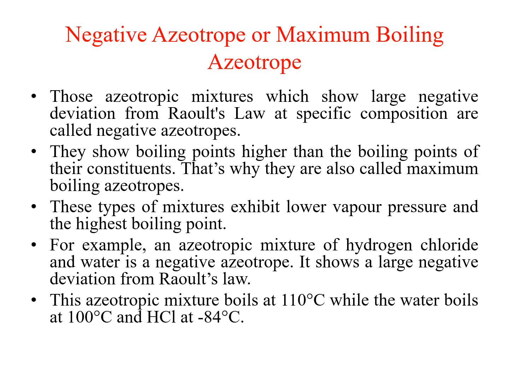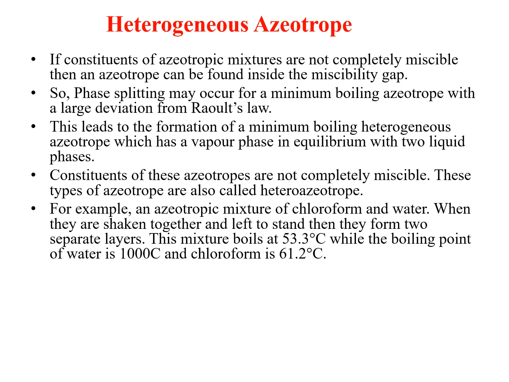For example, an azeotropic mixture of hydrogen chloride and water is a negative azeotrope. It shows a large deviation from Raoult's law. This azeotropic mixture boils at 110 degrees Celsius, whereas water boils at 100 degrees Celsius and HCl boils at 84 degrees Celsius.